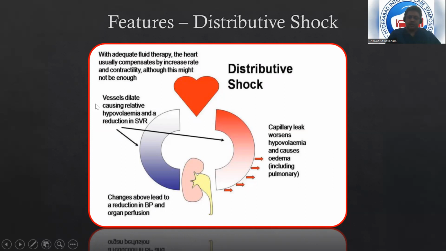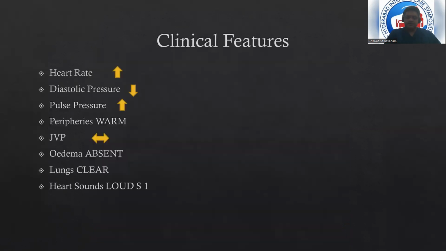These changes lead to a reduction in blood pressure and therefore organ hypoperfusion, the first of which to suffer is the brain, followed by the kidney, or sometimes the kidney first, followed by the brain. With adequate fluid therapy, if you give to these patients, the heart usually compensates by an increase in the heart rate and contractility, but sometimes it is not enough, which then manifests as septic shock.